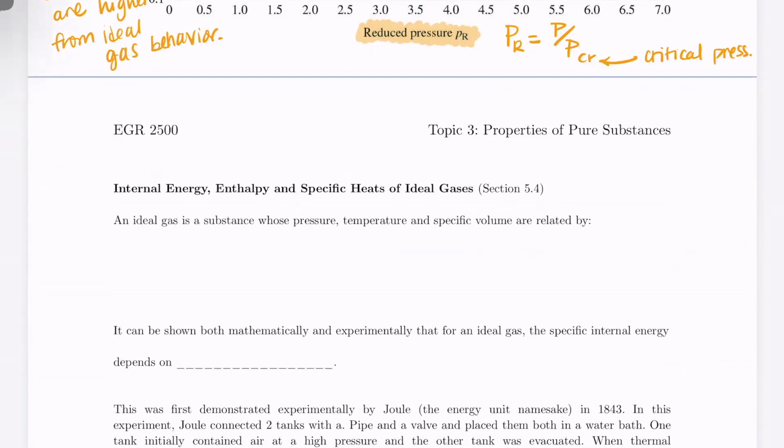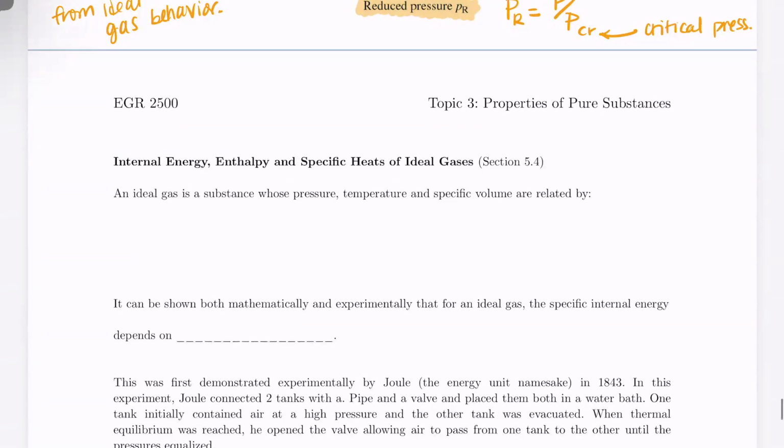Now we're going to pivot and talk about internal energy, enthalpy, and specific heats of ideal gases. An ideal gas is a substance whose pressure, temperature, and specific volume are related by the ideal gas law. That's what we've already discussed for this whole time. So we know that these three things are connected by PV equals RT. That means the specific volume we can rewrite as RT divided by P.